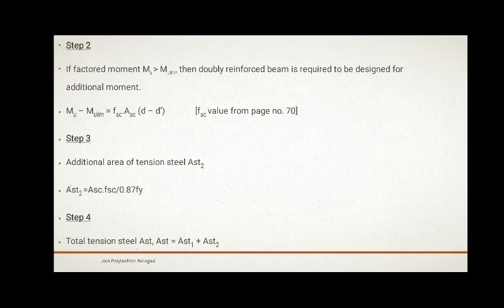Step 3, additional area of tension steel, that is Ast2. Ast2 is equal to Asc Fsc by 0.87 Fy. Fsc, as I told, we get from IS 456 page 70. Asc we calculate, and Fy is given, or we should assume it. So finally, the total tension steel Ast is equal to Ast1 plus Ast2.